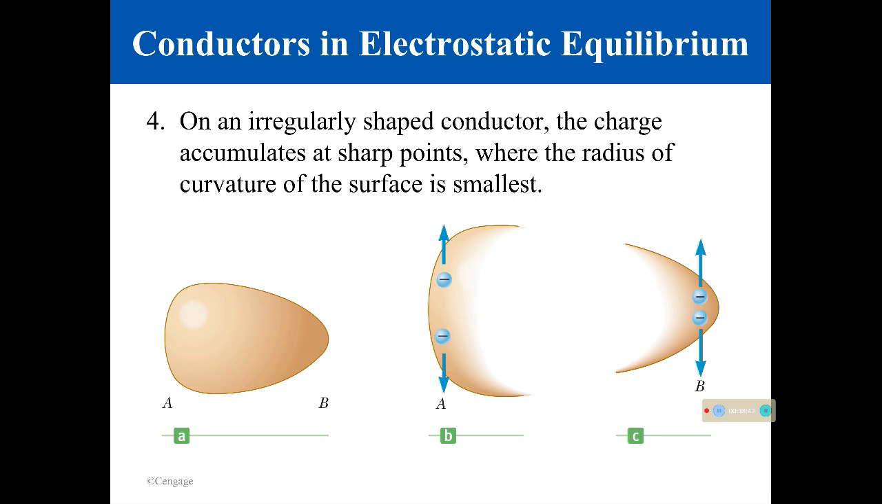On an irregularly shaped object, okay, aka it is not evenly distributed. So it is not a perfect sphere. It is not a straight line. Irregularly shaped charge will always accumulate at sharp points where the radius of curvature is the smallest.